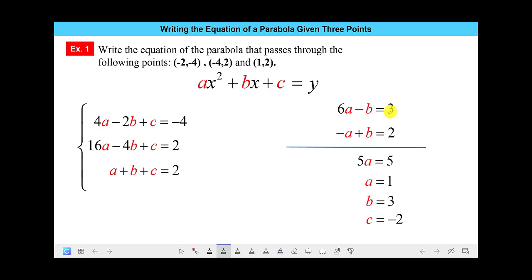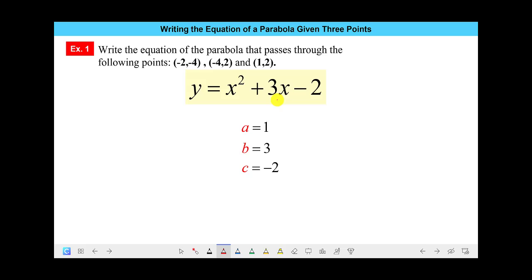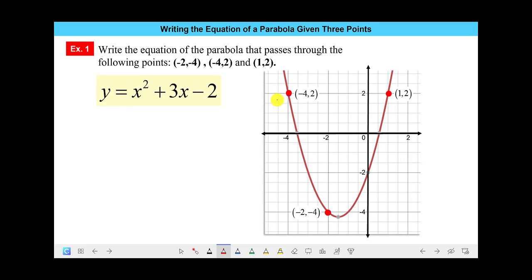So if we do simplify first and then go ahead and do our elimination, it'll give us the same answers. So now that we have A, B, and C, all we do is take these, our coefficients, A, B, and C, and plug those in, and so now we have the equation of the parabola that goes through those 3 points. And if we were to look at the actual graph, it looks like this.